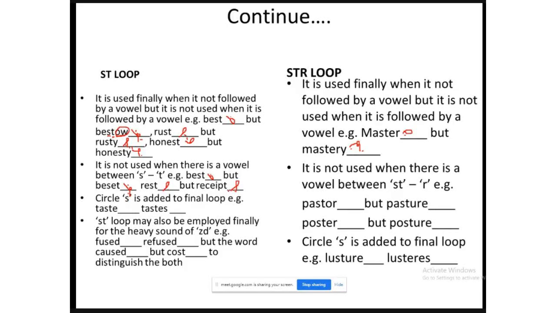Receipt. In STR loop, it is not used when there is a vowel between ST and R. Same, the rule remains the same. Pastor, 2/3 length of the stroke. Pastor. But posture.